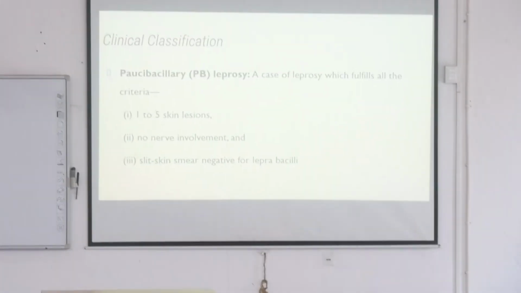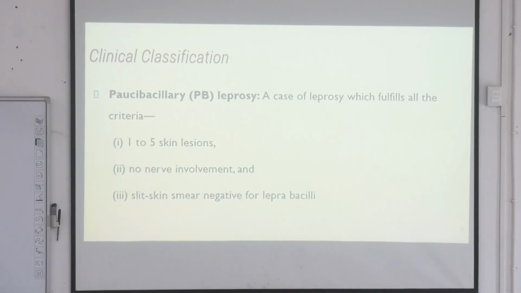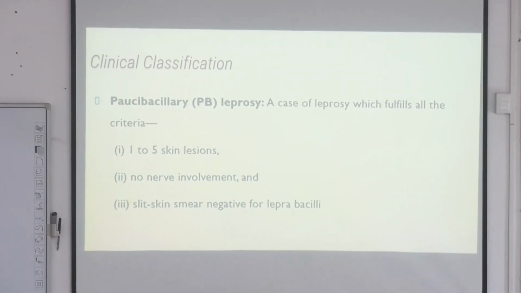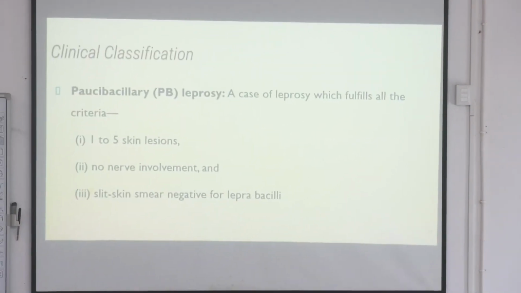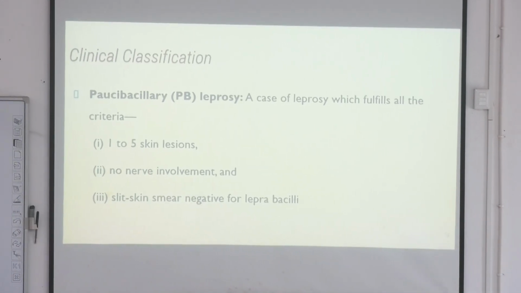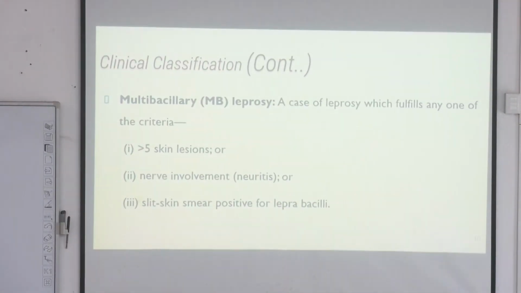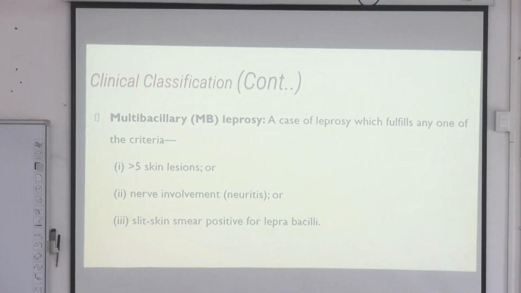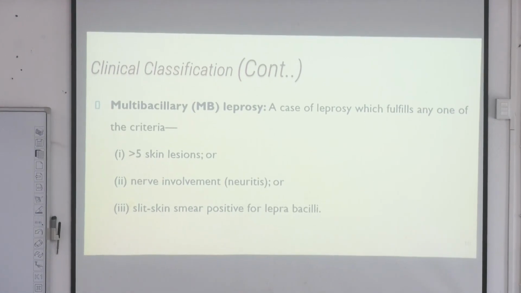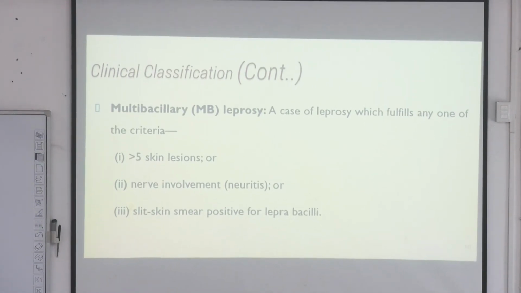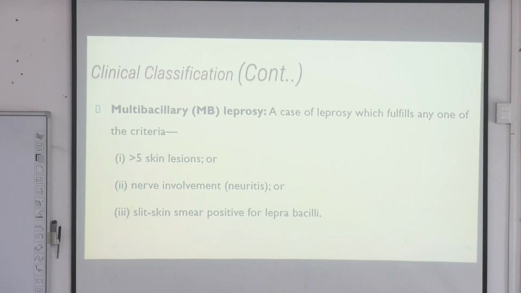So what is paucibacillary? 1 to 5 skin lesions, no nerve involvement. Slit skin smear is not always negative, but it's usually negative. So 1 to 5 skin lesions, no nerve involvement, and slit skin smear negative for leprobacilli. Multibacillary: more than 5 skin lesions, nerve involvement, neuritis, and slit skin smear positive for leprobacilli. This is the simplest classification WHO has come out with, paucibacillary and multibacillary leprosy.